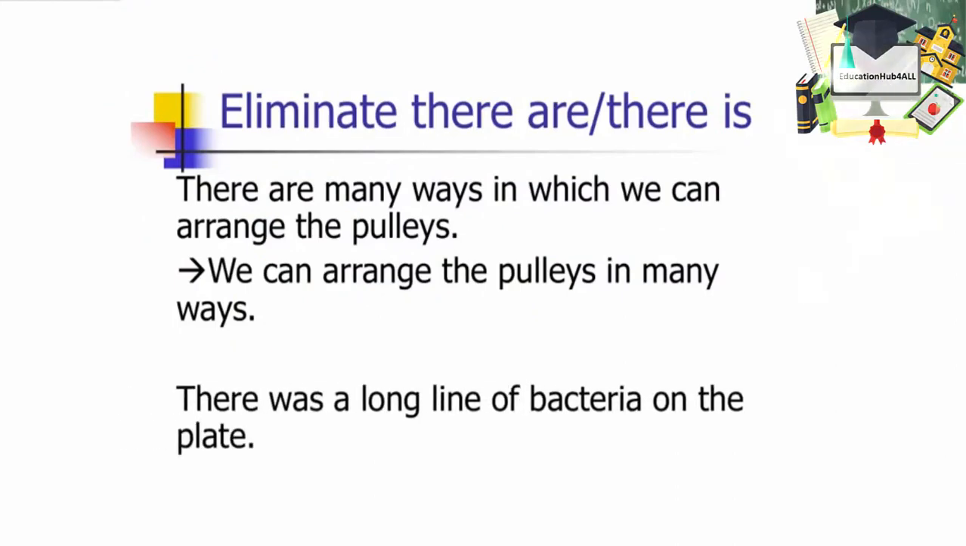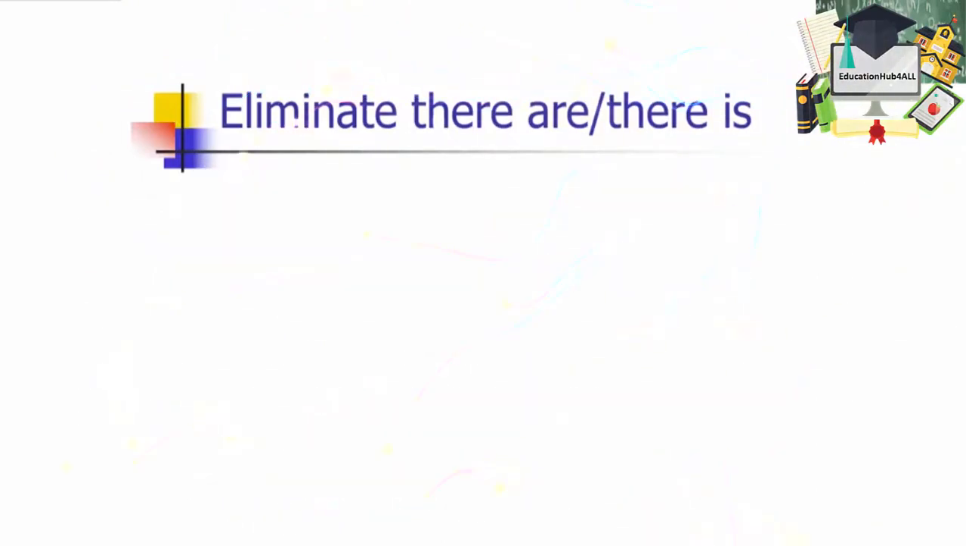Here's another example. There was a long line of bacteria on the plate. How can we get rid of the there was here? How about if we just say, bacteria lined the plate? You can see, by getting rid of the there was, we get a much more exciting verb, lined, rather than a to be verb, was.